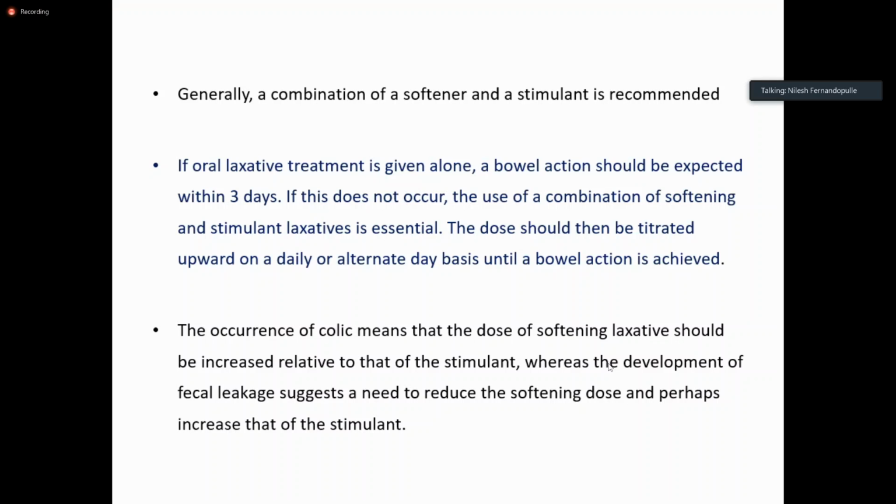So don't think you give the drug today and within 2-3 hours it's all going to get emptied. You need to explain to the patient this is something which has developed over a few days. So it will take 1 or 2 days for it to get better also. Okay. The occurrence of colic means that the dose of softening laxative should be increased relative to the amount of stimulant. So if the patient has constipation with colicky abdominal pain and you give a stimulant laxative, what is going to happen? The colics are going to be worse.